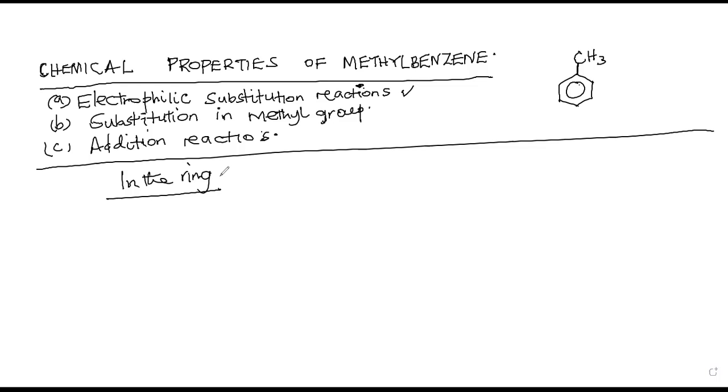So I will generalize all the reactions by doing one example of halogenation. But I want you to know that the rest of the reactions take place in the same way. So let's begin with halogenation in the ring.